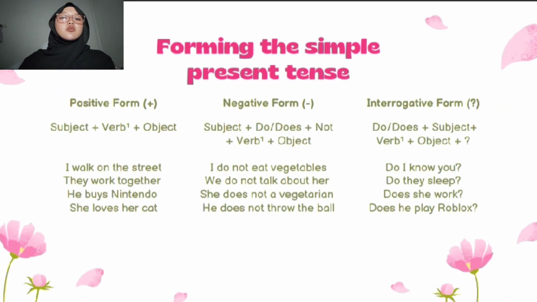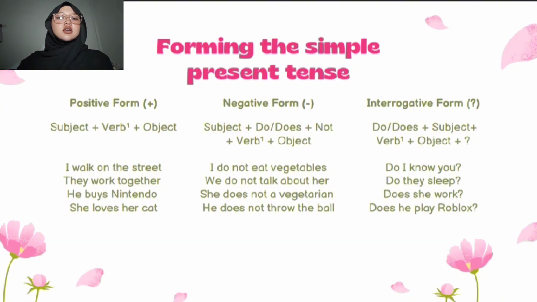So we will talk about forming the simple present tense. We know that there are only 3 forms in sentences. The first one is positive, the second one is negative, and the third one is interrogative. What is interrogative? Interrogative is the question. We are questioning. Okay, so we take a look at the positive form.